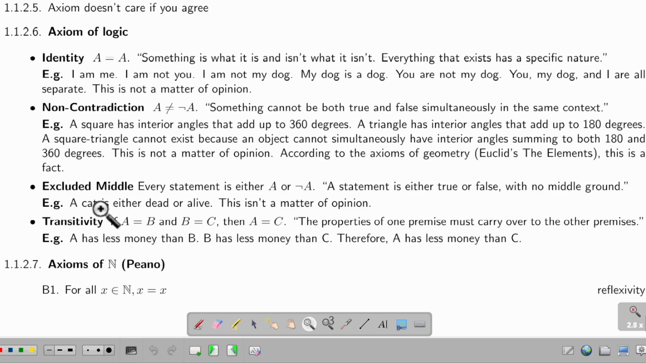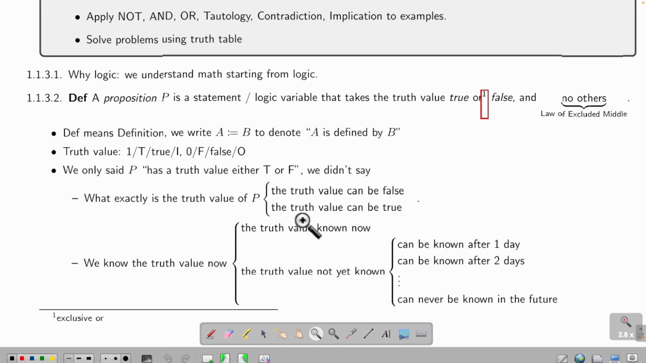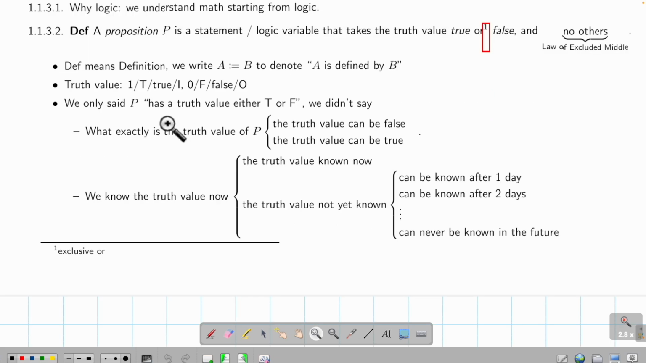And there are also other things. This one is the most important one. It's called the law of excluded middle. Any statement can either be true or false. So this is the reason why when we define a proposition, I said a proposition is just something that has two values, either true or false, and not others. That means you cannot be true and false at the same time. Here's the important part. I just said that a proposition is a statement that is either true or false.